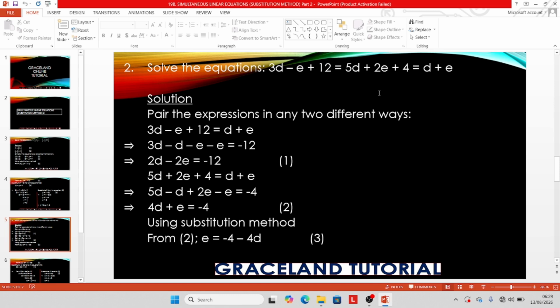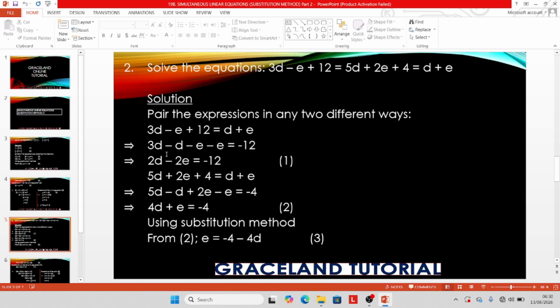All you just need to do is pair the expressions in any two different ways. You can say 3d minus e plus 12 is equal to 5d plus 2e plus 4, and that will be equation 1. Or you say 3d minus e plus 12 is equal to d plus e as equation 2. Or you can even decide to take 5d plus 2e plus 4 is equal to d plus e. All you just need to do there is to pair the expressions in any two different ways.